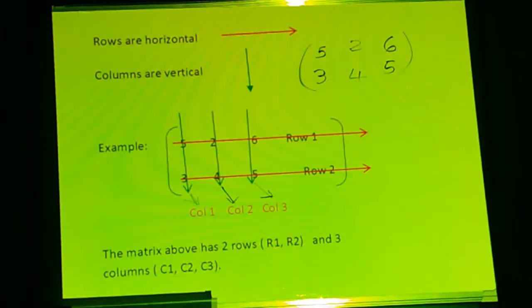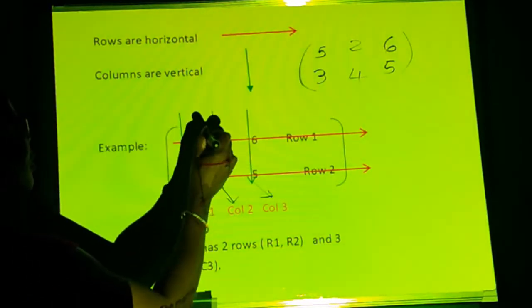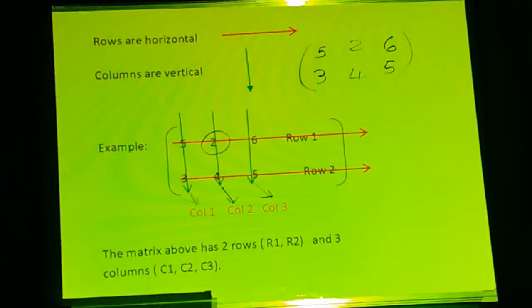So if I ask you, what is the second element in the first row? What do you think the answer is? The second element in the first row. I'll give you a minute to think, or less than a minute. That's not too difficult. Aha. 2. So the matrix above has 2 rows and 3 columns.